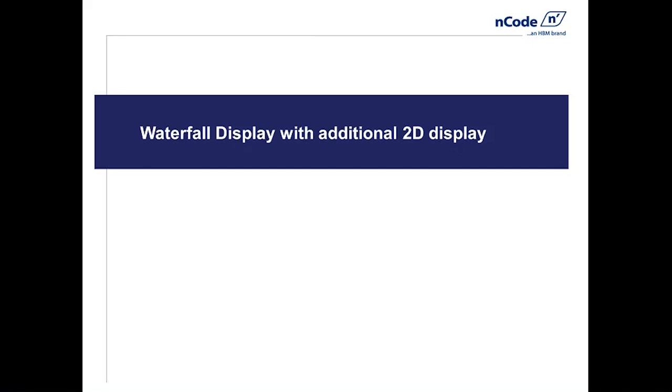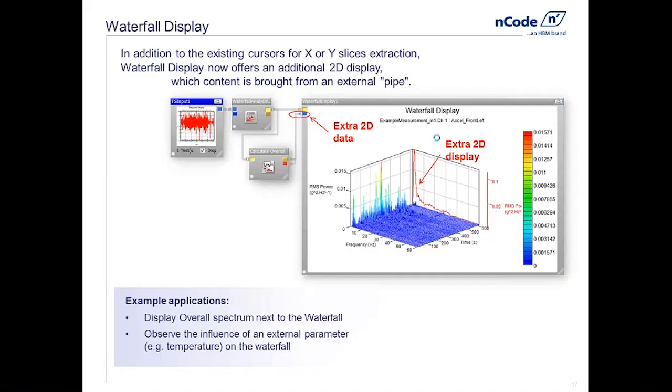Now we're going to end this webinar with the Waterfall Display glyph and its enhancement, which is an additional 2D display. So let's have a look at this. As we saw before, the Waterfall Display glyph has the ability to extract and display X or Y slices. Now we've got an additional input pipe in there, which can bring an extra 2D display onto this plot.